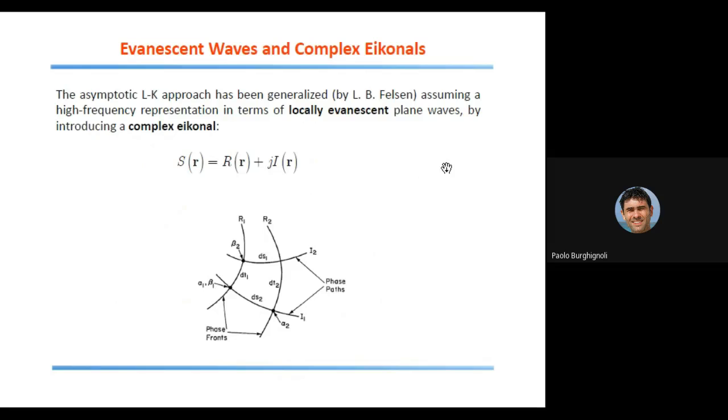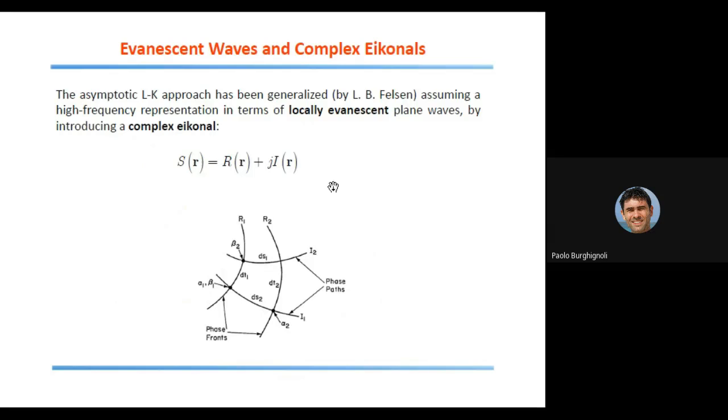It is possible to generalize all these to the case of a complex Iconal. This has been done by Felsen in the 70s. So you have a real part, but also an imaginary part, I. So you have not only phase fronts, but also phase paths where the amplitude is constant. And why is it useful to do this generalization?